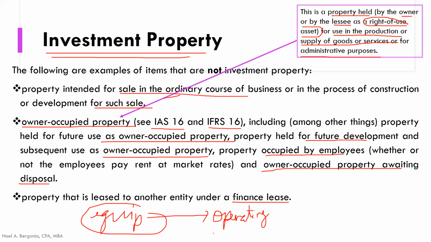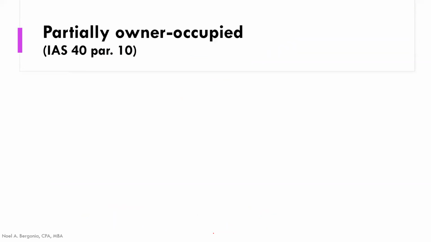Again, let's proceed, no? So another topic under it is what if our property is partially owner occupied. Di ba yung owner occupied, it's IAS number 16, PPE po siya. Pero paano kung partially owner occupied siya at partially rin pwede ba siyang maging investment property? So masasagot yan under paragraph number 10.